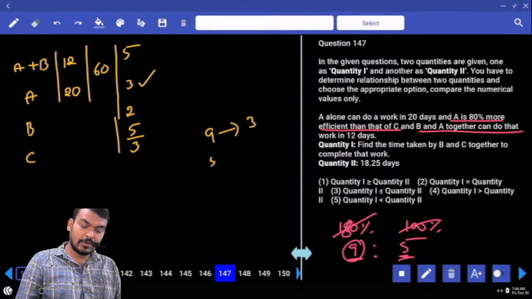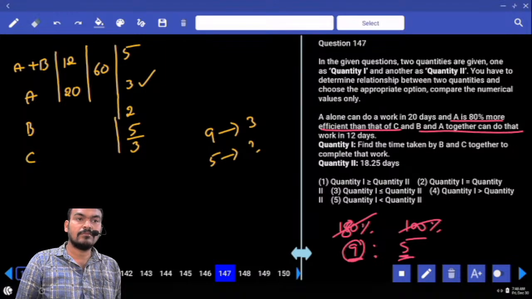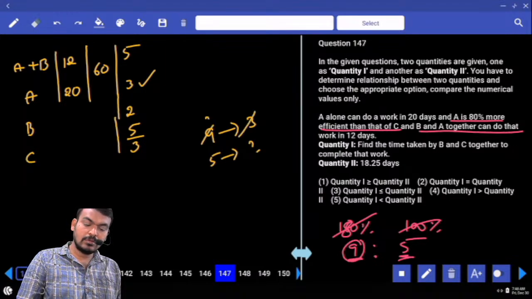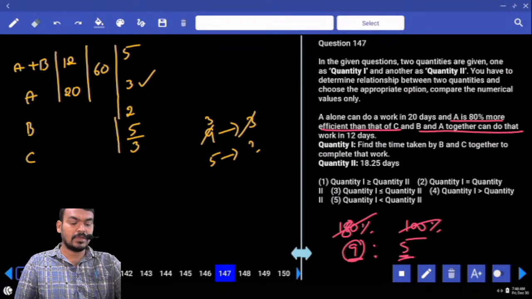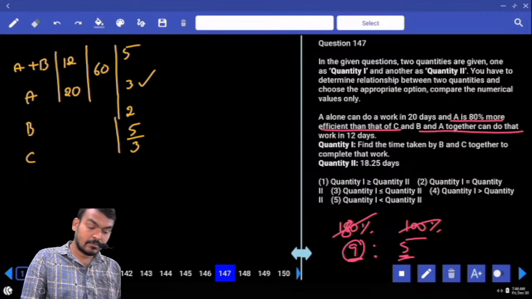We required how many parts? 5 parts. Okay. 3 how many times? 3 times. Then we get 5 by 3. That is which one's efficiency? C efficiency. Next.